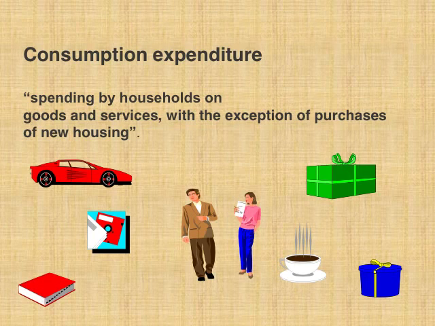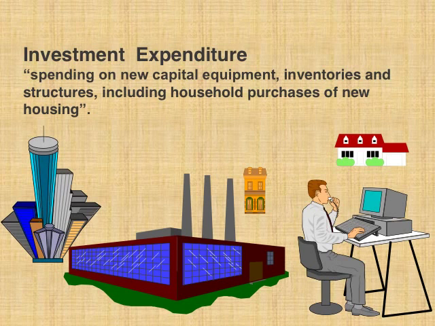Consumption expenditure is the spending by households on goods and services, with the exception of purchases of new housing, such as John's spending on coffee at Starbucks. Investment expenditure is the spending on new capital equipment, inventories, and structures, including household purchases of new housing, such as John's purchase of a computer for his office.